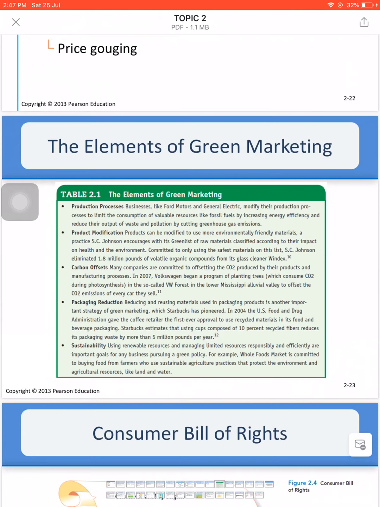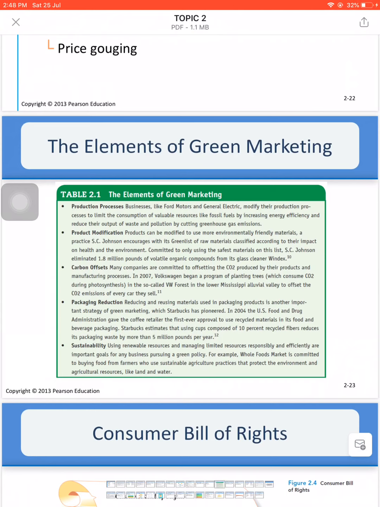And then carbon offset. Many companies are committed to offsetting the carbon dioxide produced by their product by buying carbon offsets. Contohnya if you see in your textbook, they give the example of Volkswagen.